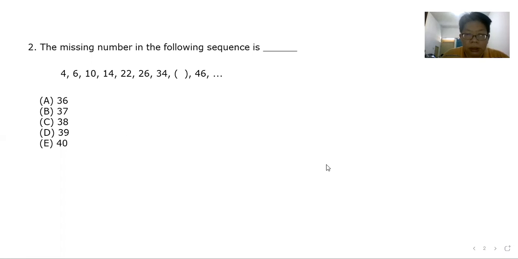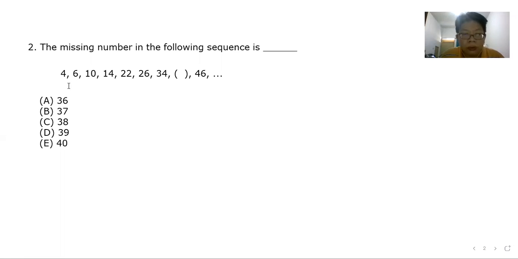Okay, let's move on to number 2. We have another sequence here: 4, 6, 10, 14, 22, 26, 34, and a missing number. We want to find the missing number. After the missing number, the next number is 46. We can try to find the pattern. Let's find the difference between the adjacent numbers.